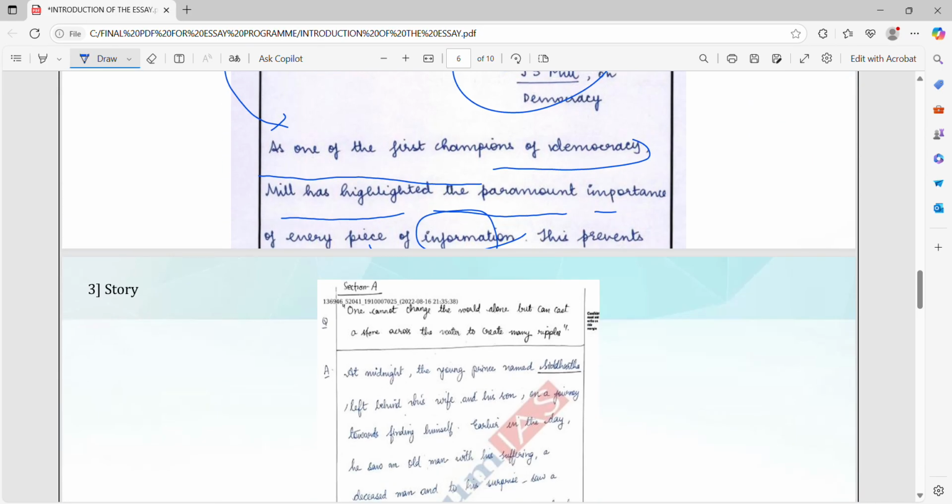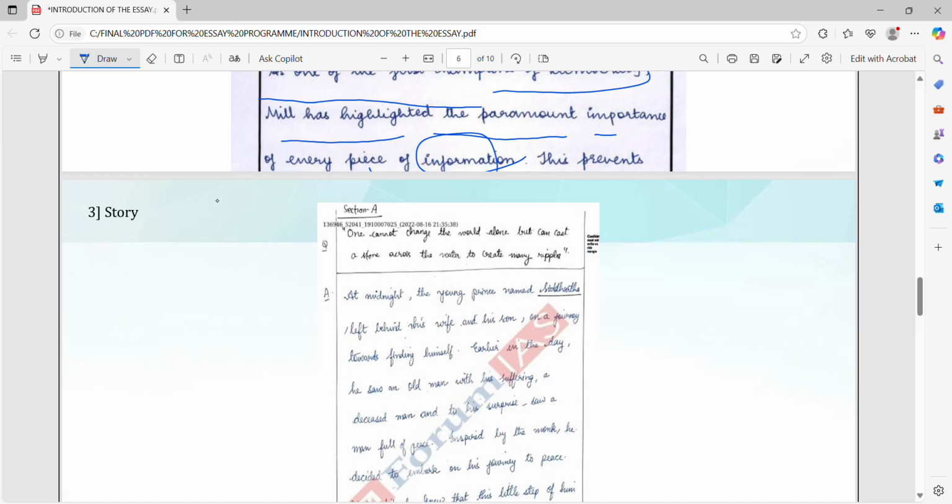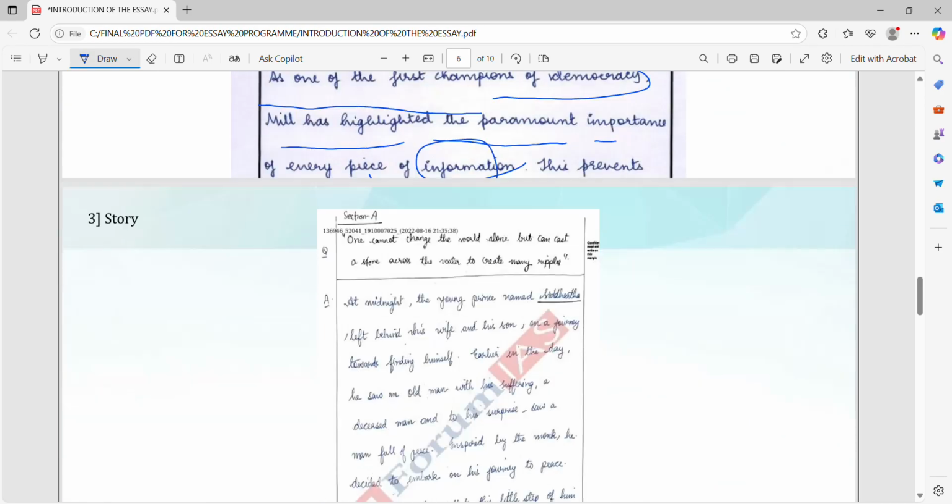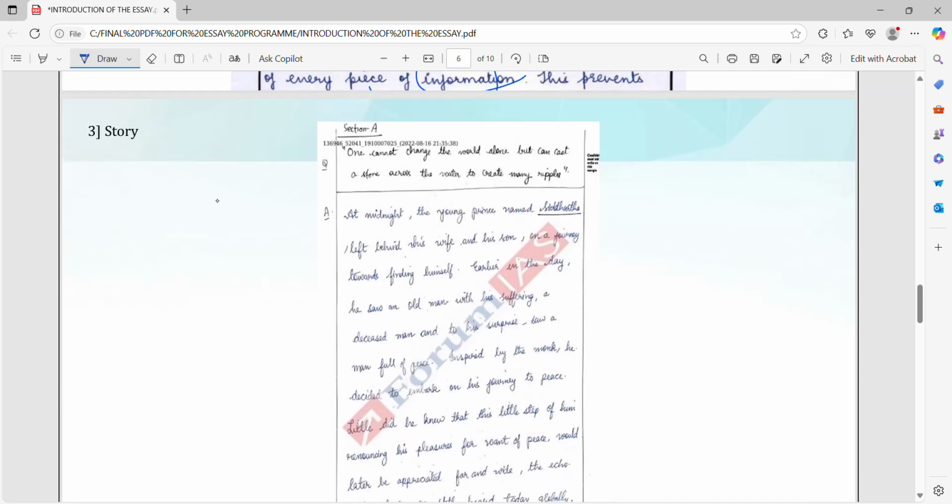Okay, story, that was based on a quote. How she beautifully has written and explained the quote, we have to write the same way. So the story, how does the story start? I have taken this from, I don't remember whose copy this is, but look, what is the topic?